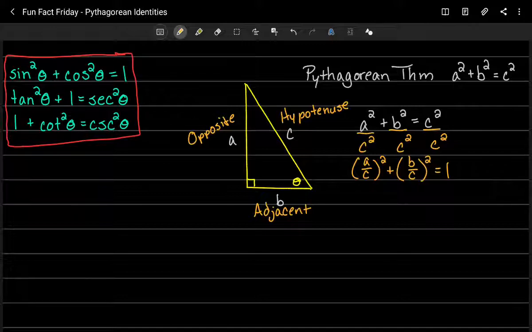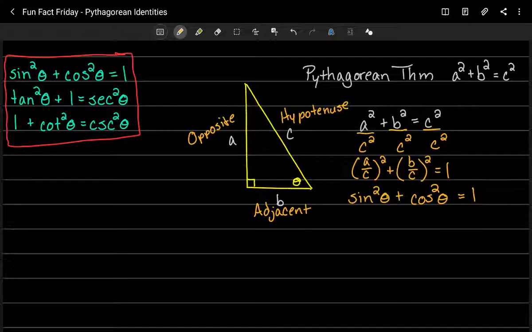Now, you may have learned in trig, our 6 trig functions can all be represented using opposite, adjacent, or hypotenuse. So this A over C is opposite over hypotenuse, and that is exactly what it means to be sine of theta. Since it's squared, I'm going to put the square on there. B over C is adjacent over hypotenuse. Well, that's what cosine of theta is, and we'll put the square on there because it's squared. And that equals 1. So there you go. You can see from the Pythagorean theorem, just dividing by c squared, the hypotenuse, we get sine squared plus cosine squared equals 1.